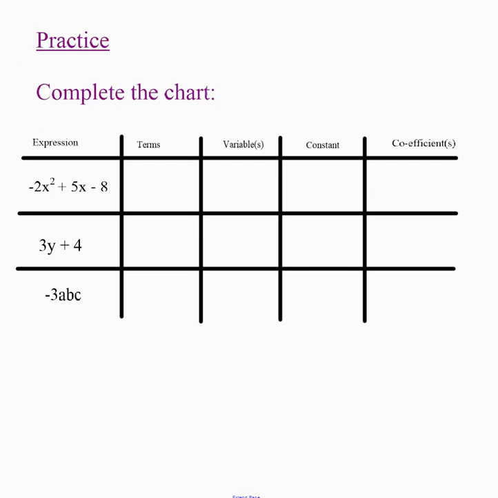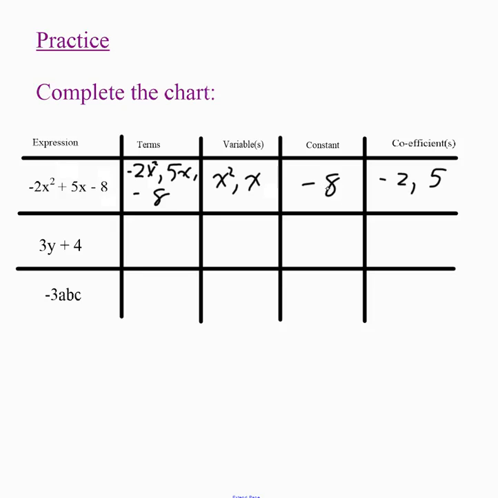Okay, so let's do some more practice. Again, the most difficult part with algebra terminology is just practicing the language because a lot of it sounds very similar. So again, I would suggest that you try this on your own, pause the video, try it, and then restart and see if you're right. So, how many terms are in this first expression? There are 3. They are -2x squared, 5x, and -8. The variables are x squared and x. The constant is -8, and the coefficients are 2 and 5.